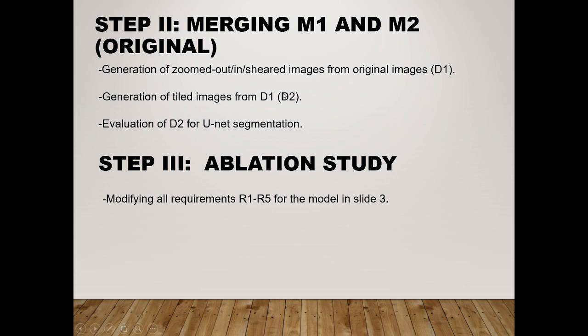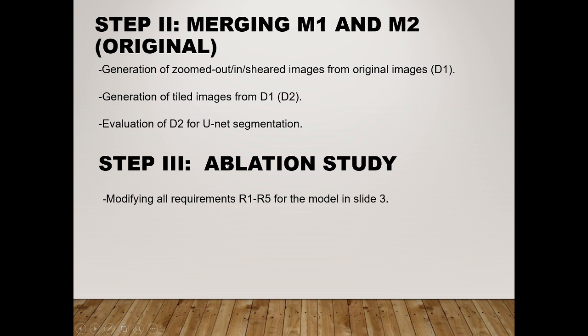So it's not just using either M1 or M2, but first using M1 and then using M2 to come up with this new augmented data set, which is D2. And what we then want to do is evaluate D2 for UNet segmentation at different depths. So we can have a UNet depth of 2, 3, 4, and so on and so forth.